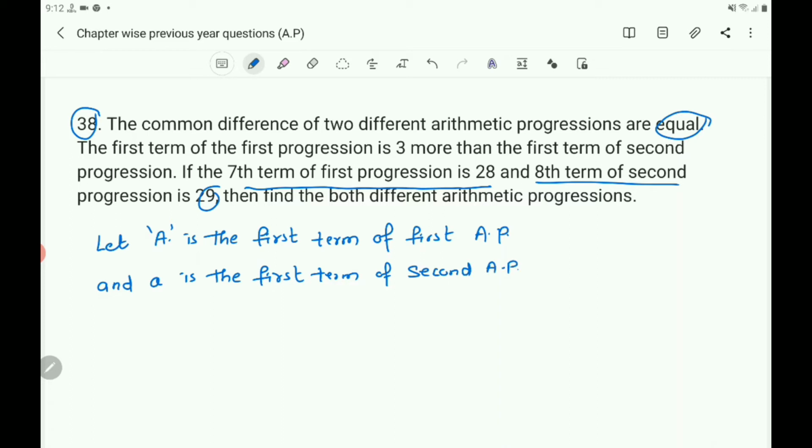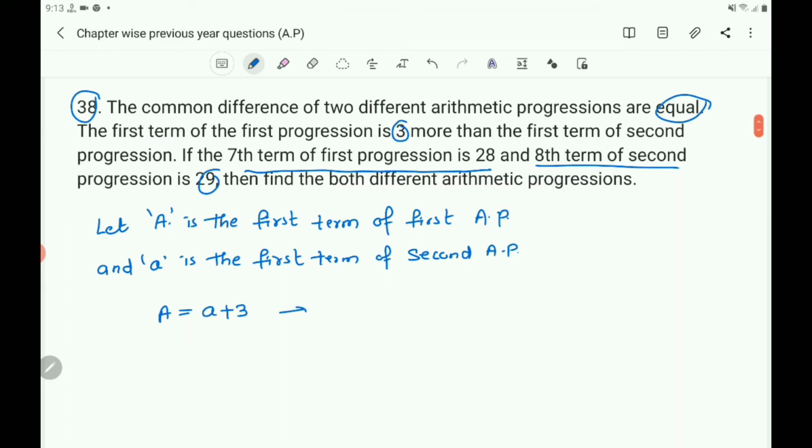Here the first terms are different, so let us take capital A as the first term of the first AP and small a as the first term of the second AP, and it is given that the first term of the first AP is 3 more than the first term of the second AP. So a is the first term of the second AP, and 3 more means a plus 3. So here you got that A is equal to a plus 3.